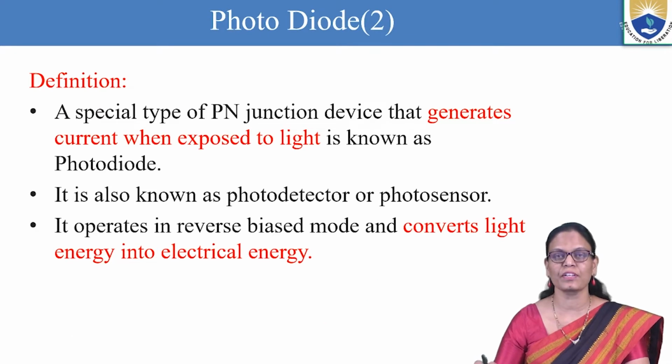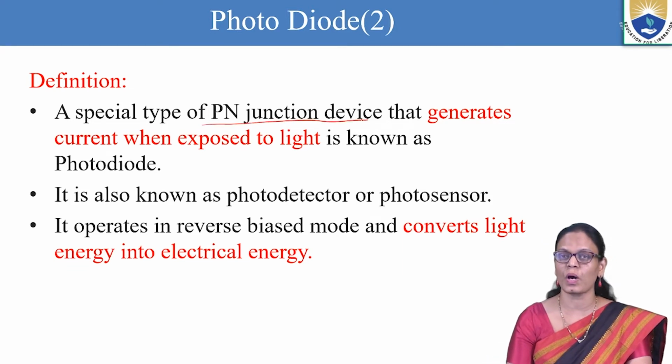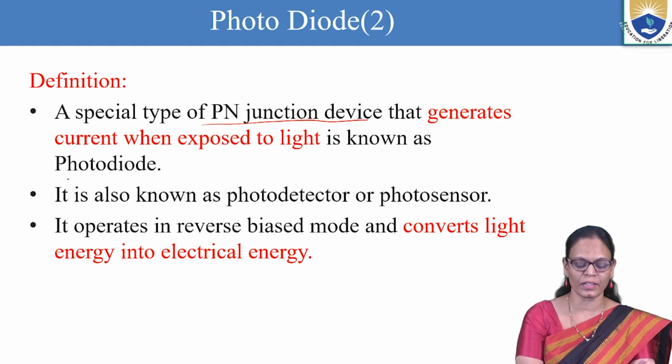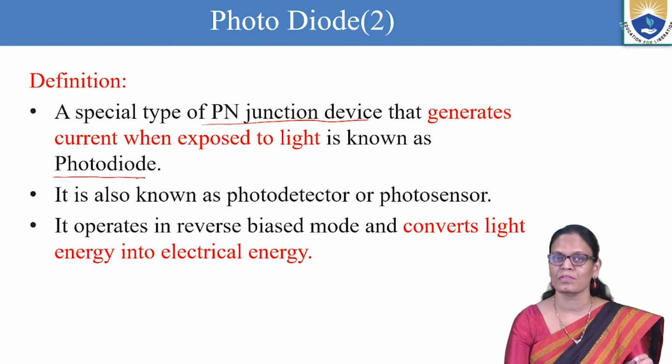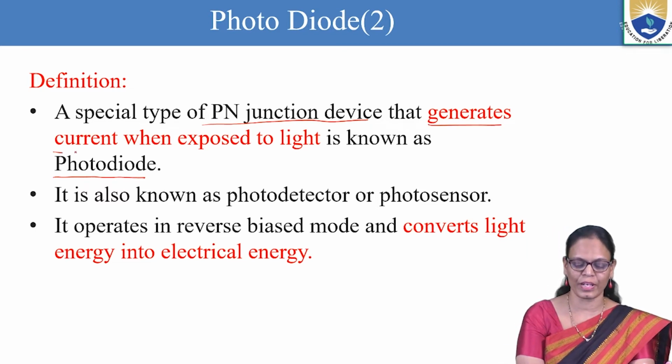So first, coming to the definition, what is a photodiode? It is a special type of PN junction device which generates current when exposed to light. That is why it has got the name photodiode. So it is a PN junction device, but it is specially made. We will see in the construction what is special about this PN junction diode, how it behaves as a photodiode. So what happens here is it is generating current when exposed to light.